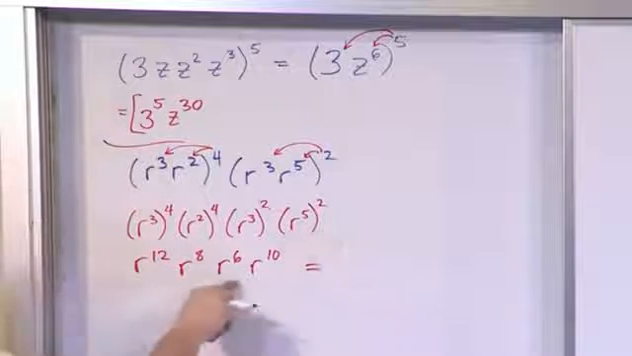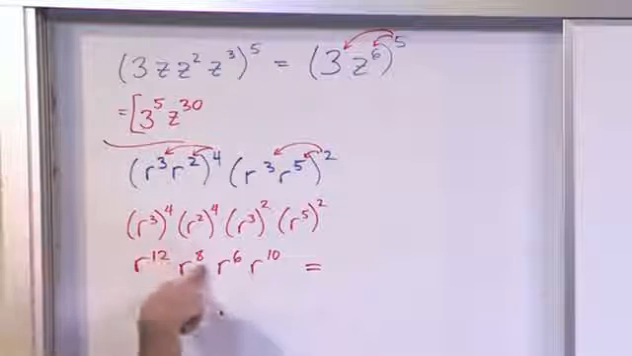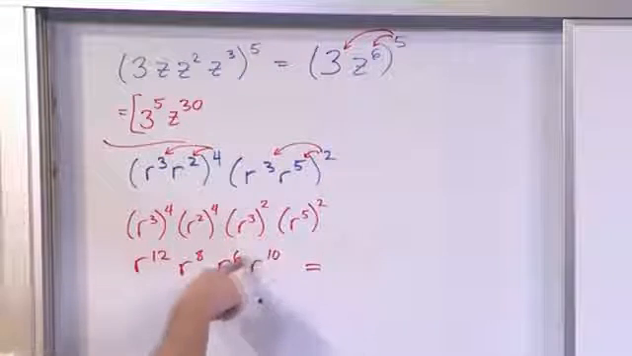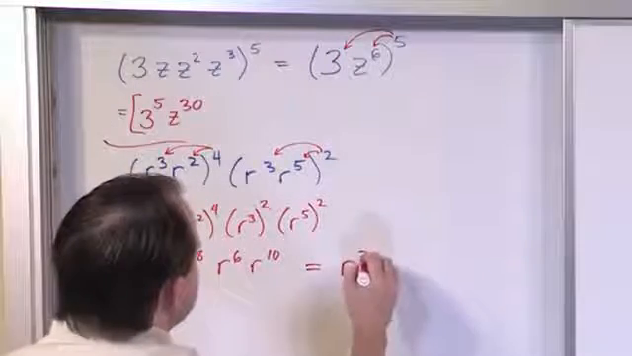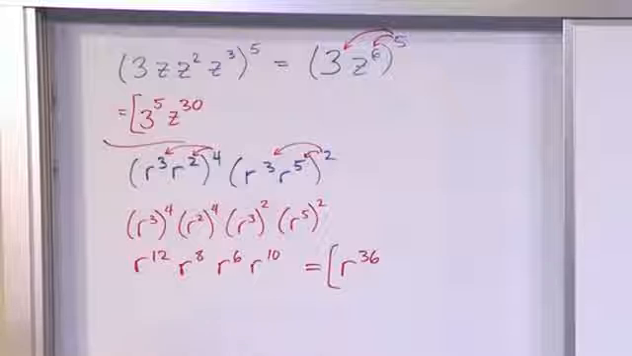Now look, I have r's everywhere with different exponents. I can add these together. So what I'm going to get, 12 plus 8 is 20, and then I have 30 from this, and then 36. So r to the 36. So all of this mess simplifies down to r to the 36th power.